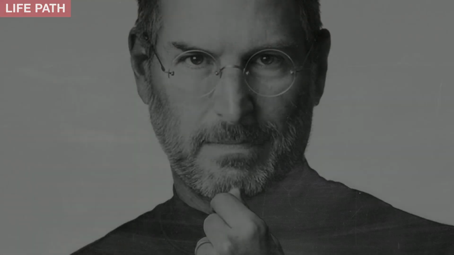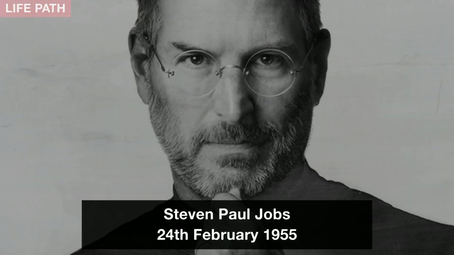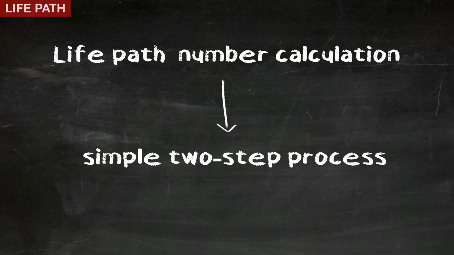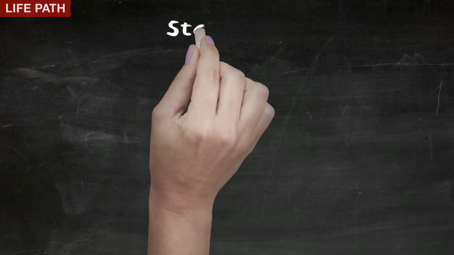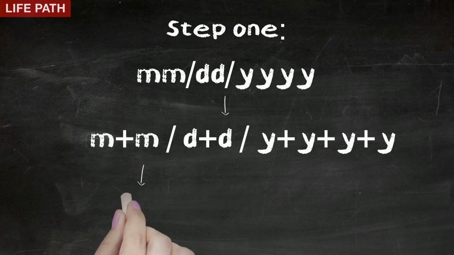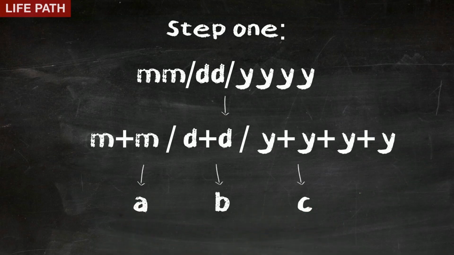Let's start with the life path number, and for this video series, we will be using the example of Steve Jobs. Stephen Paul Jobs, the 24th of February 1955. The calculation is a simple 2-step process involving adding up. Step 1. Get the single-digit number for each birth date factor, either day, month, and year, by adding together all numbers in each factor separately until the result is a single-digit number. And so you end up with 3 single-digit numbers.